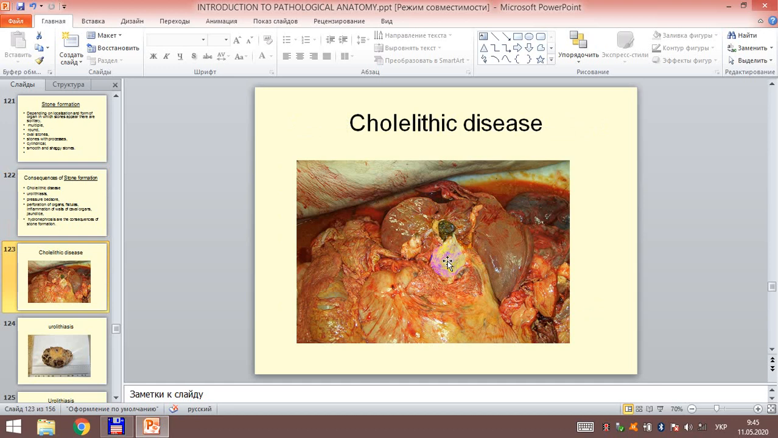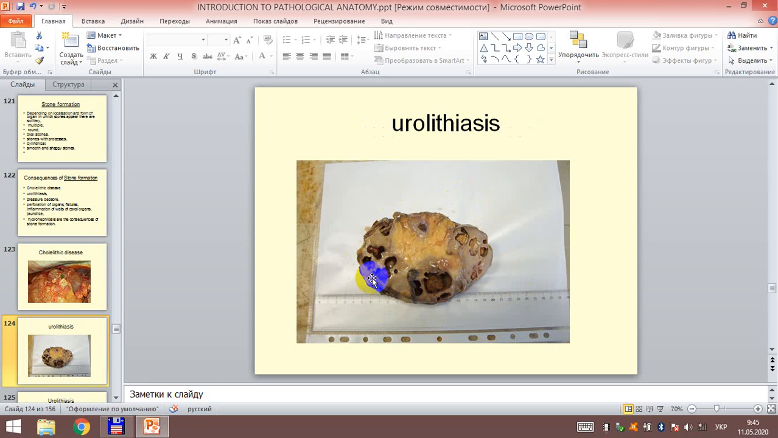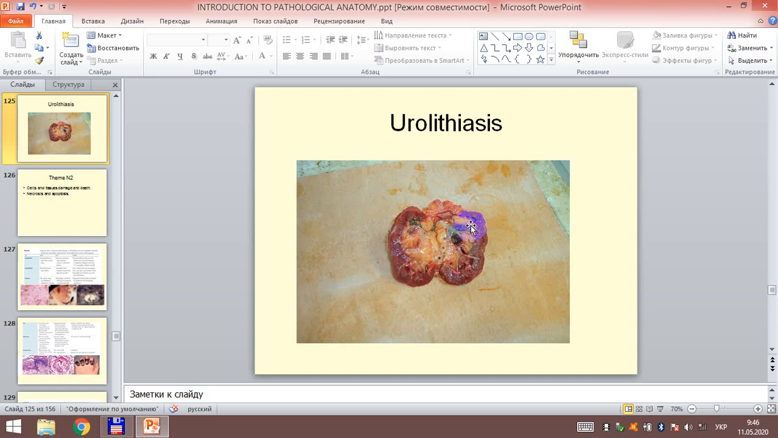In this picture, microscopic signs of stone formation in the gallbladder with developed cholelithic disease. This shows microscopic signs of accumulation of stones in the kidney, in the pelvis of the kidney, with formation of urolithiasis and, in the final stage, kidney failure. These two show accumulation of stones in the pelvis of the kidney with urolithiasis, with dilatation of the pelvis and atrophy of the parenchyma of the kidney.